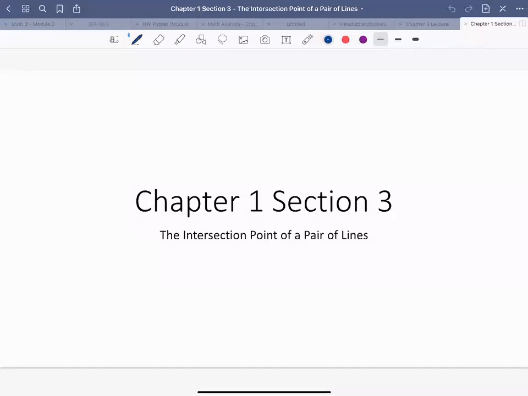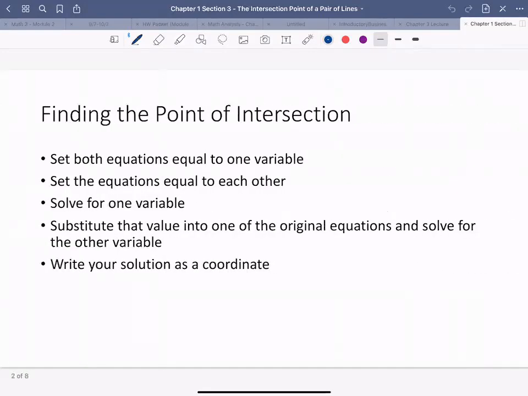All right, so moving on is chapter 1, section 3, and this is where we're going to talk about the intersection of a set of lines. There are some steps to find the point of intersection. There are different ways of doing this, but our textbook wants us to solve it this way, by setting them equal to each other.